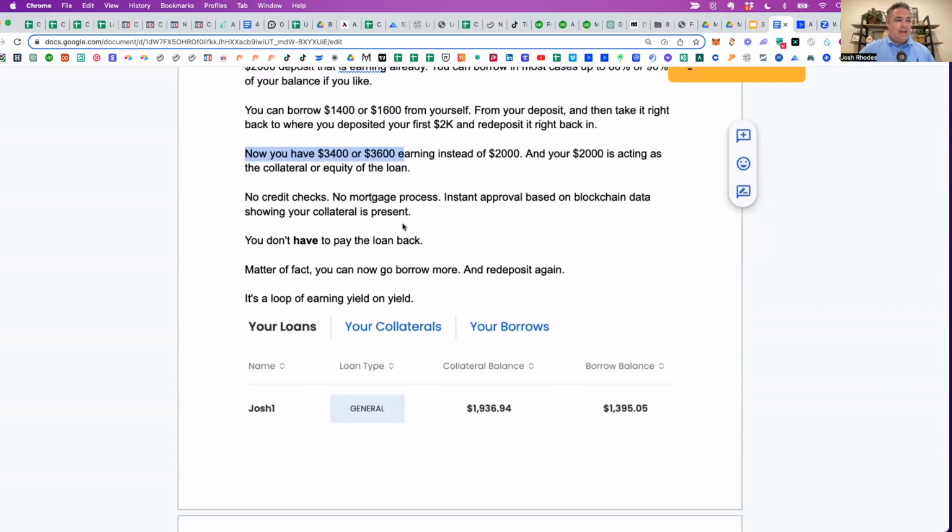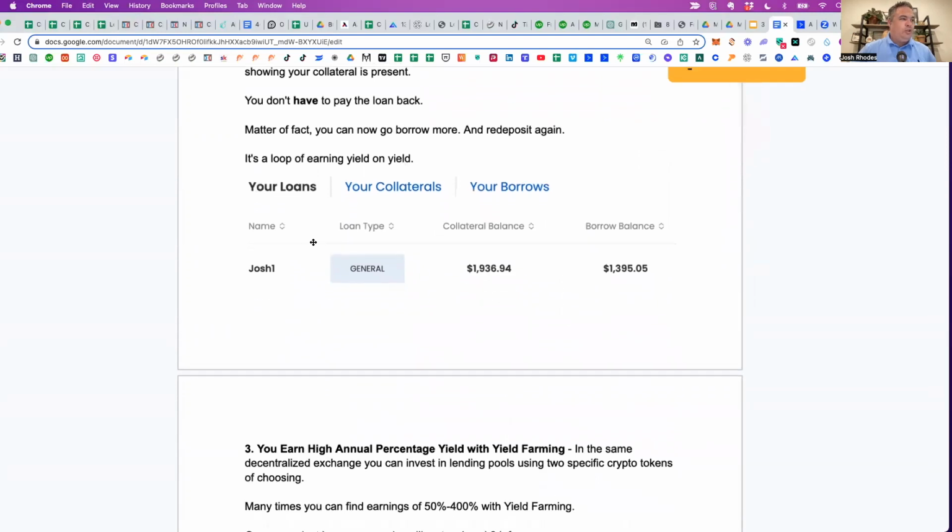There's nothing like that. And so then you can continue to compound it. You can have loans to yourself, and you can actually use that same loan to earn annual percentage yield that the first deposit is earning. And you can just keep stacking the equity.